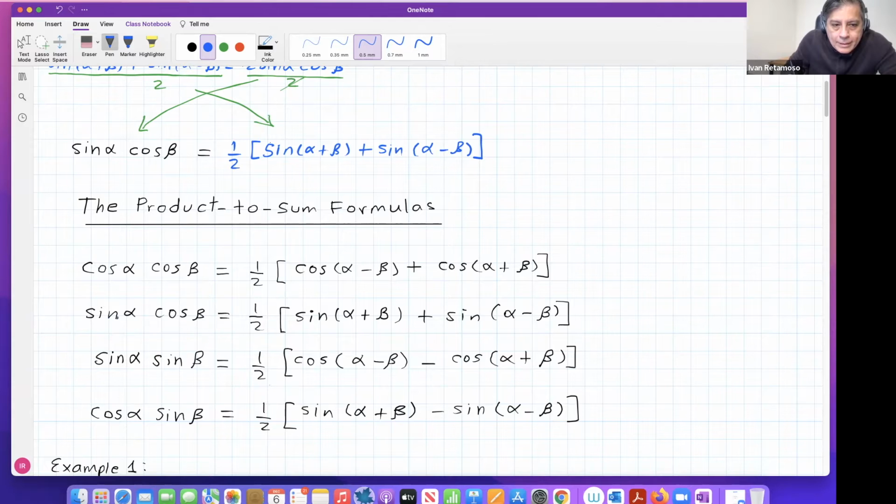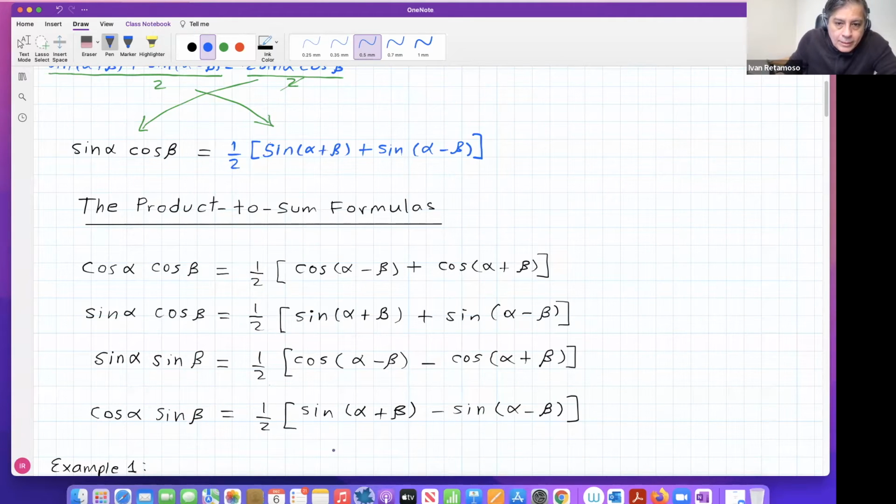Second one is sine of alpha times cosine of beta equals 1/2 of sine of alpha plus beta plus sine of alpha minus beta. The third one, sorry, sine of alpha times sine of beta equals 1/2 of cosine of alpha minus beta minus cosine of alpha plus beta. The fourth one is cosine of alpha times sine of beta equals 1/2 of sine of alpha plus beta minus sine of alpha minus beta.